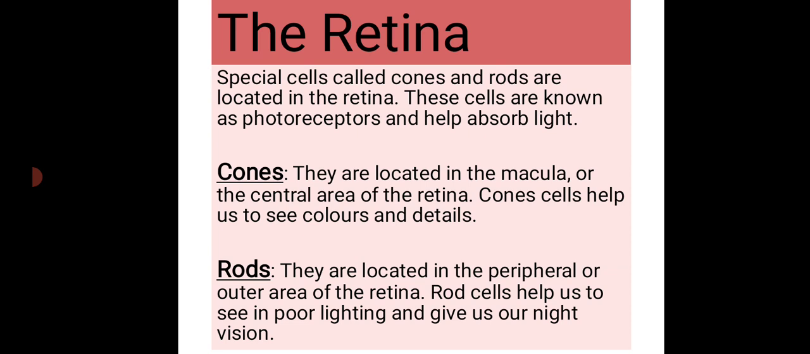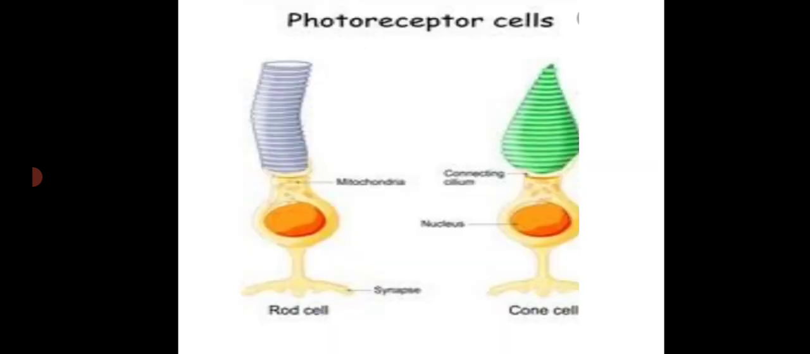Okay, so don't forget that rod cells and cone cells are also known as photoreceptors because they help to absorb light. Cone cells help us to see colors, while rod cells help us to see in the dark. All right, you can see that the rod cell looks like a rod, the cone cell looks like a cone. All right, so these are photoreceptor cells.